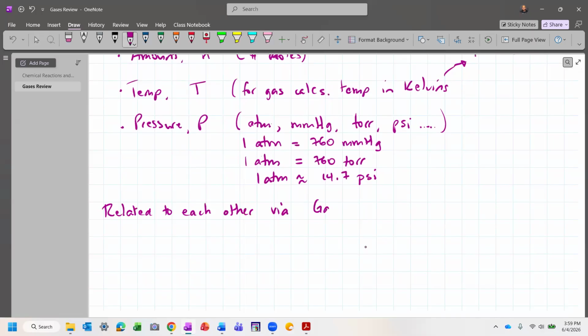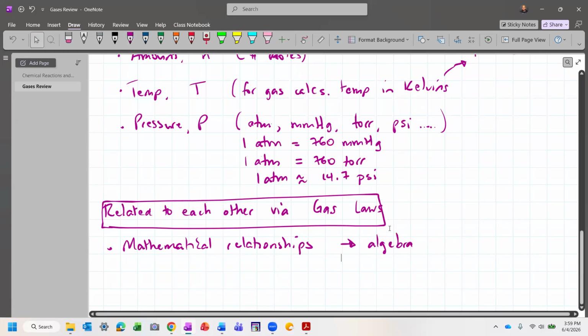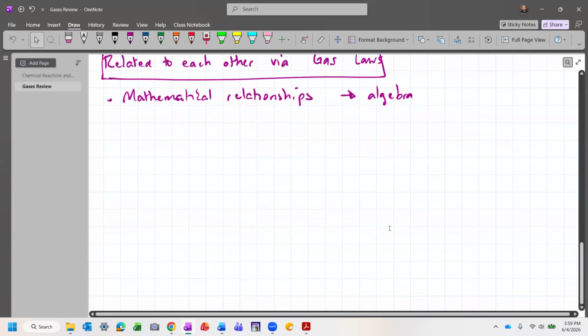Okay, so let's take a look and see how these variables are related to each other via what are known as the gas laws. When it comes to the gas laws, as you probably know already, there's a lot of math in the chemistry that you've seen so far, and this is no different. So really, these are mathematical relationships between those variables that we looked at above. In order to solve these gas law problems, what you're doing is a little bit of algebra to solve for an unknown. That's what it boils down to in the majority of cases. So let's take a look at some of these relationships.